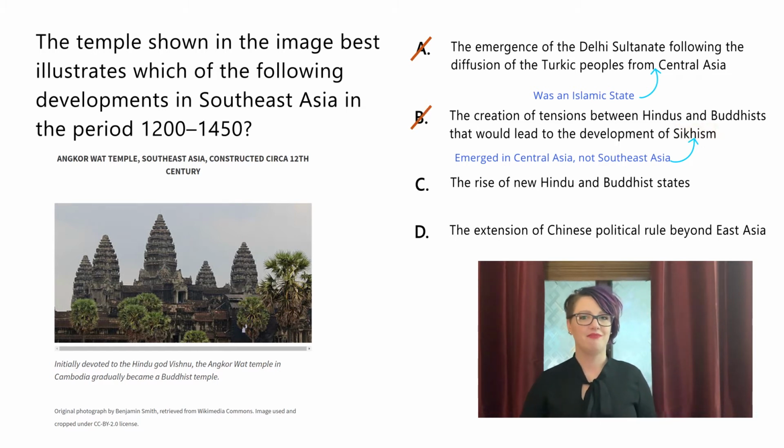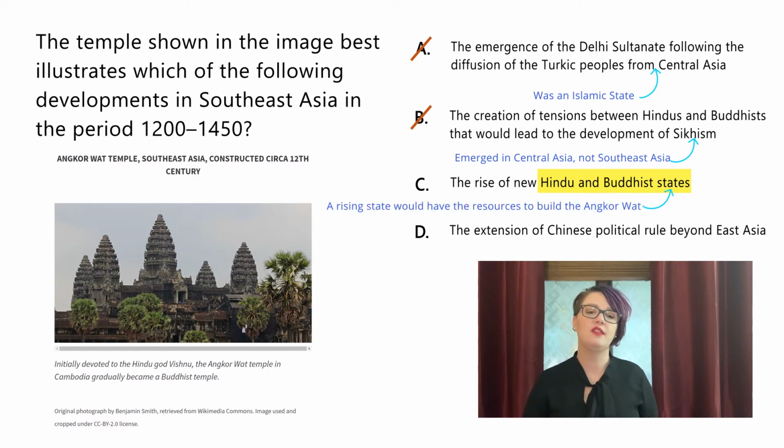Choice C, it's pretty general, the rise of new Hindu and Buddhist states. But we know that this image would support it because the building of a temple as large as Angkor Wat and the fact that it was around long enough to have been established as a Hindu temple and then to have transitioned to a Buddhist temple suggests that it definitely is a product of a lot of resources which a rising state would have. So let's leave C, even though it's pretty broad.